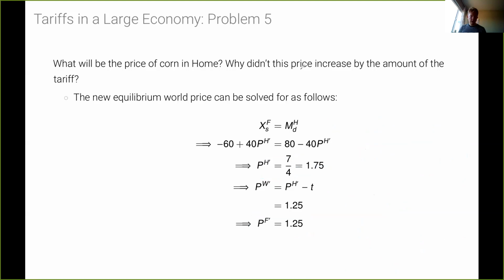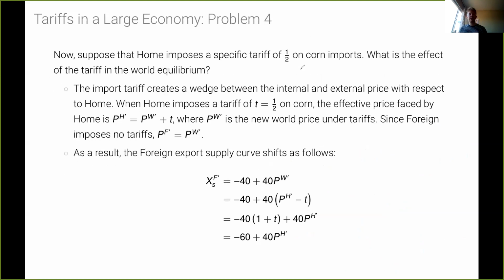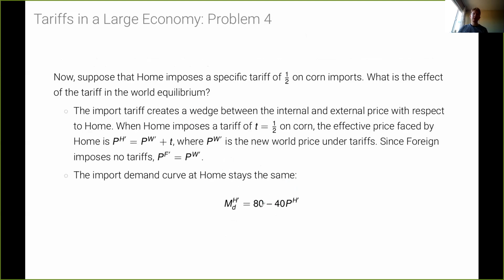And so note, in this solution method, what we did is we substituted in the world price with home's price. We could have also just left foreign's export supply curve constant and instead substituted in for home's price with this, and that would be an equivalent way to do things. I just chose to substitute in the world price with home price, but we could have also substituted in home's price with the world price.